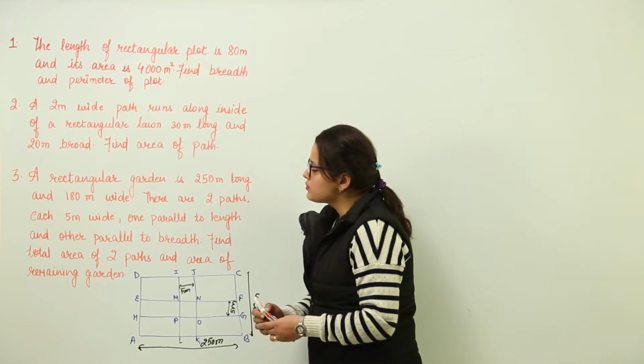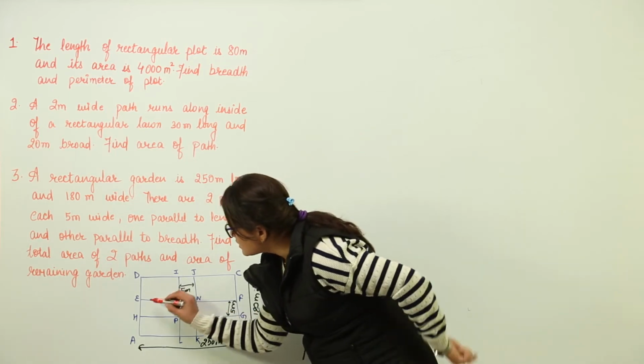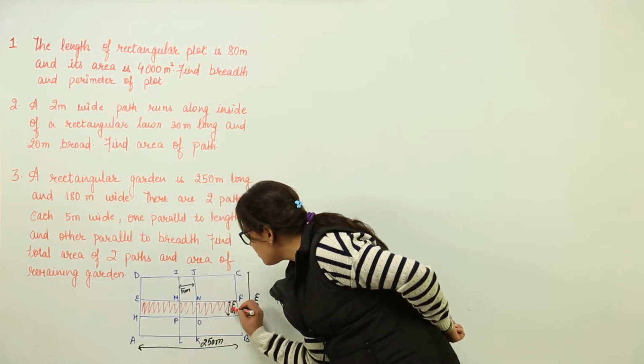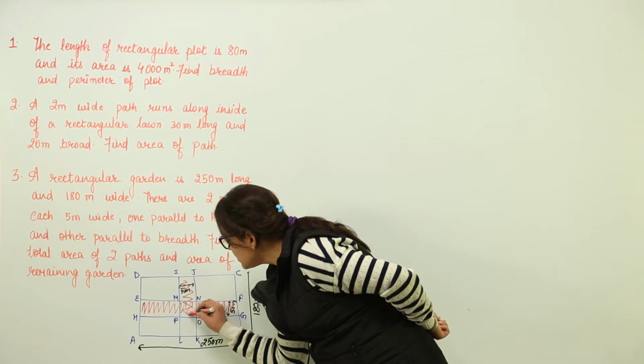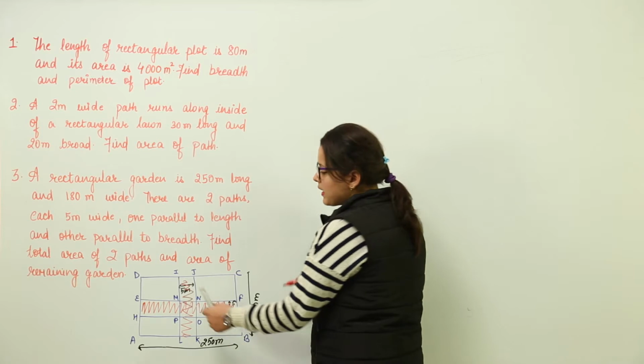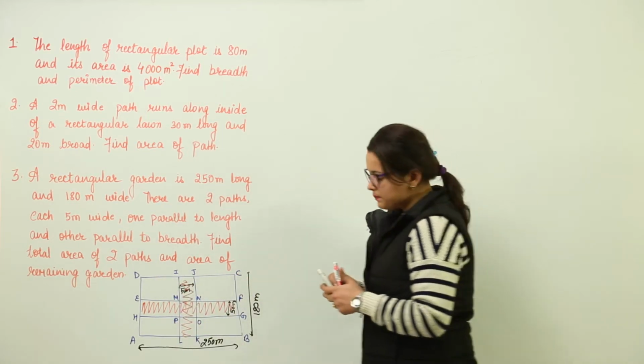Now what are we supposed to find? In this, the area of the paths that have been constructed, that is this one. So how much is the path constructed is to be found out, that is this one. And how much is the left part, that is these areas. So let us start doing this.